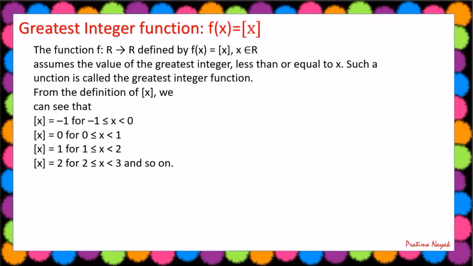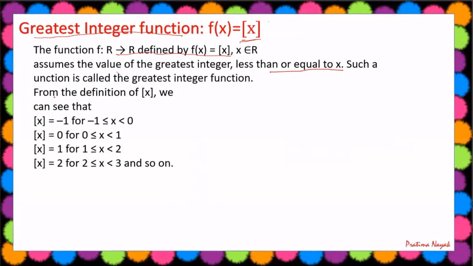Next is the greatest integer function. So this is a new function, the greatest integer function. Let us learn its definition. The function f defined from real numbers to real numbers is defined by f(x) equal to the greatest integer function, denoted by this symbol. It gives the value of the greatest integer less than or equal to x.